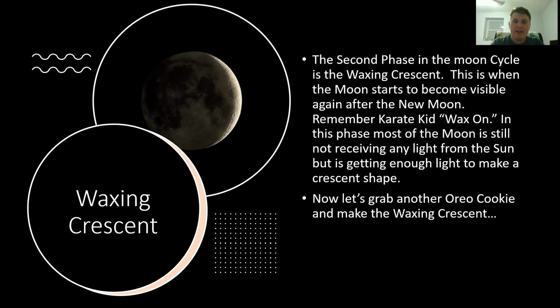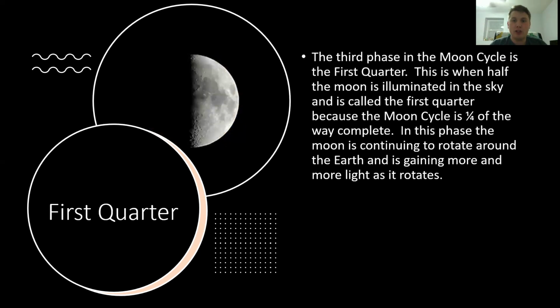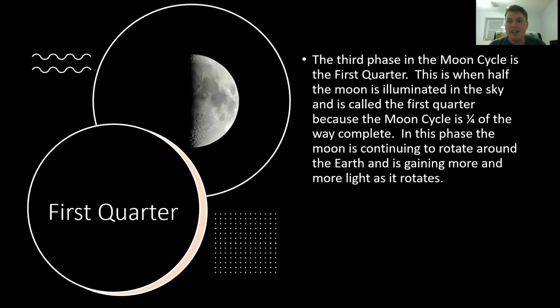Next, we have our third moon phase, which is the first quarter. This is when the moon is halfway illuminated in the sky and is called the first quarter because the moon cycle is 1/4 of the way complete. In this phase, the moon is continuing to rotate around the earth and is gaining more and more light as it rotates.